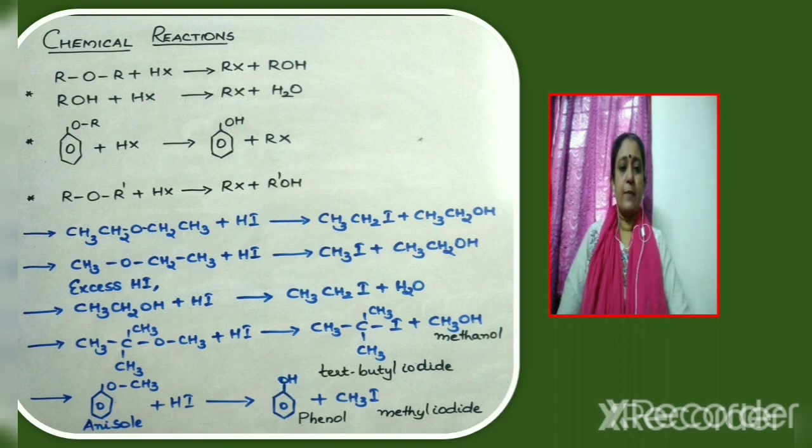There is an important point regarding the reaction of ethers with hydrogen iodide. If the ether contains only primary and secondary alkyl groups around oxygen, then the lower alkyl group will form the iodide. But if the ether contains a tertiary alkyl group, then the tertiary alkyl group will form the iodide or the halide.